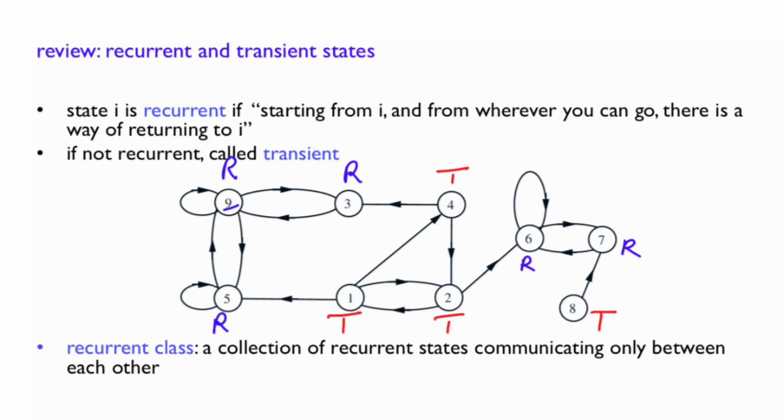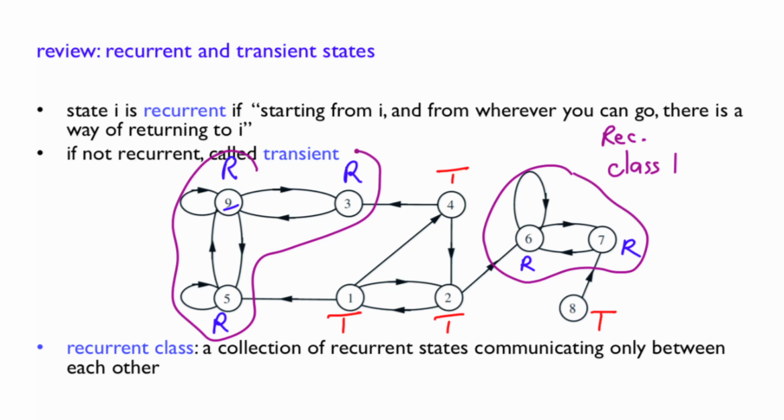So what we have seen also is the notion of a recurrent class. A recurrent class is a collection of recurrent states that can communicate between each other. So here for this specific example we have two classes. This is one class, right? Let's call it recurrent class 1, and this is recurrent class 2.